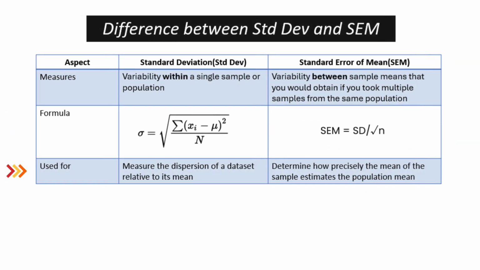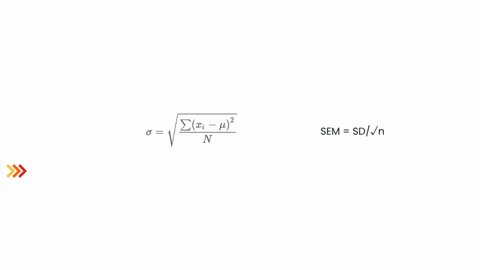In terms of usage, standard deviation is used to measure the dispersion of a dataset relative to its mean. On the other hand, standard error of mean is used to determine how precisely the mean of the sample estimates the population mean.